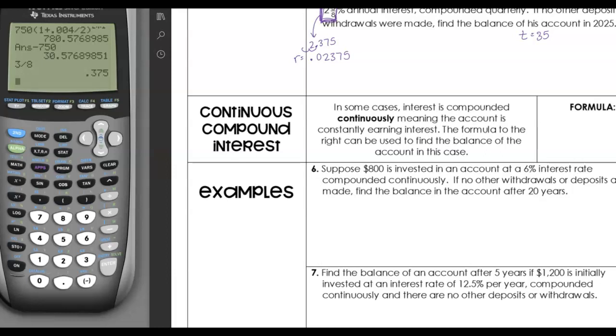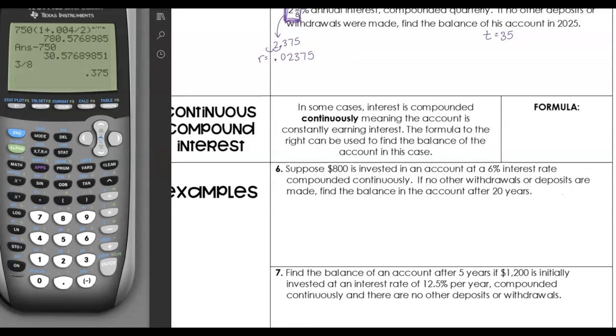It's not like 365 times per year. It's not 12 times per year. It's constant. And there's a very special formula for compounding interest continuously. A equals, it still starts off with our principal, but this time, instead of it being 1 plus our rate over the number of times per year, all of that simplifies down to E, crazily enough.